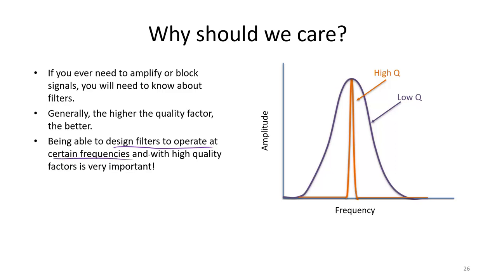You can see in this figure an example comparing a high Q filter and a low Q filter. We see that a high Q filter, given that it has a very narrow bandwidth, the peak of the amplitude versus frequency plot is very sharp. The high Q filter is very selective for its resonant frequency. On the other hand, the low Q filter has a very wide peak, so it's not as selective for the desired resonant frequency.